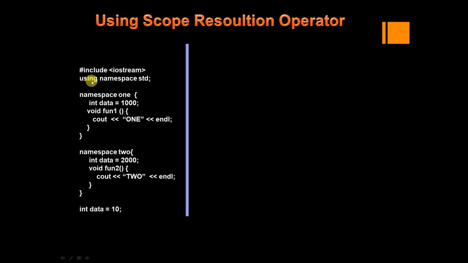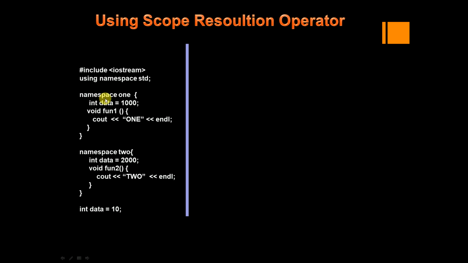So either you can use the directive method like this, or you can write std scope cout or std scope endl by using the scope resolution operator, because cout and endl are both present inside namespace std. Now observe this program.